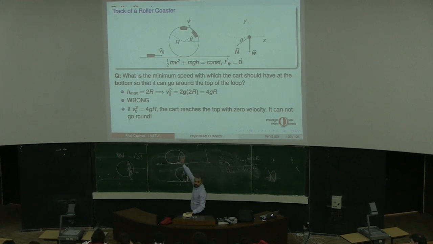Now, we first look at this problem. There's no sine theta over here. This problem: what should be the minimum speed so that it should reach here?